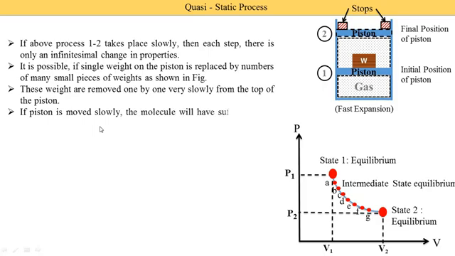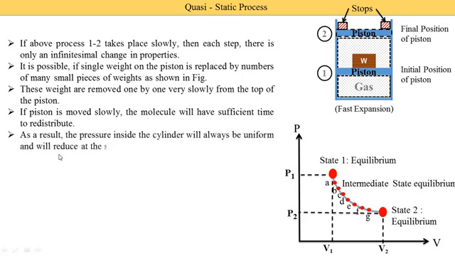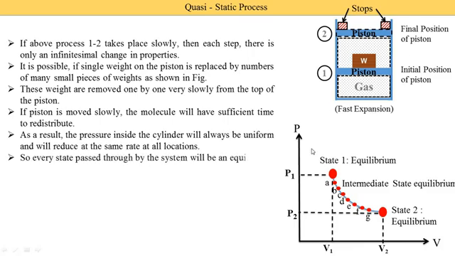If the piston is moved slowly, the molecules will have sufficient time to redistribute. When the piston is moving fast, they do not have sufficient time to redistribute. As a result, the pressure inside the cylinder will always be uniform and will reduce at the same rate at all locations, means at all points inside the gas it is reduced at the same rate, so we can achieve thermodynamic equilibrium. So every state passed through by the system will be in an equilibrium state.